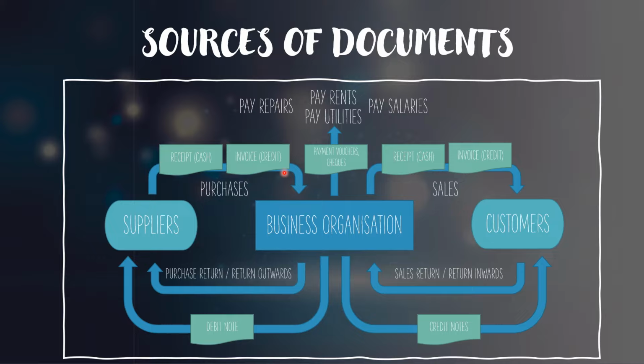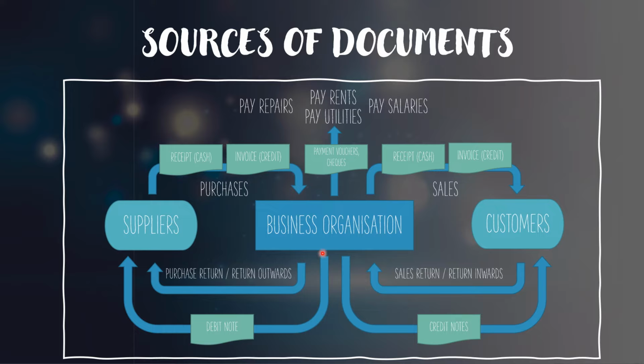Called an invoice. The same goes when we sell off our inventory to our customer. The customer can purchase from us on either cash basis or credit basis. Again, a similar concept applies. If the customer purchases from us using cash, then we issue the customer a receipt. But if the customer purchases on credit basis, then we issue the customer an invoice.